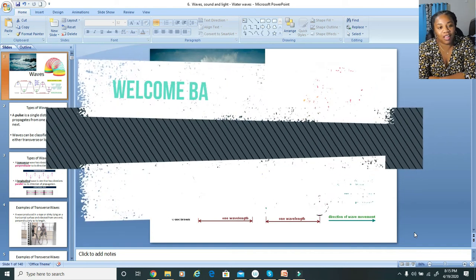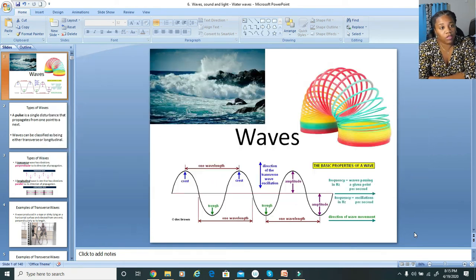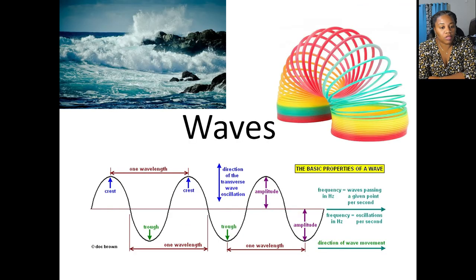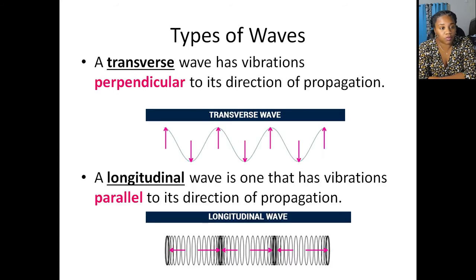Now, welcome back, and we're moving right along into our new topic, which is waves, sound, and light. So we're going to start with waves. Types of waves. A pulse is a single disturbance that propagates from one point to the next. Waves can be classified as being either transverse or longitudinal.